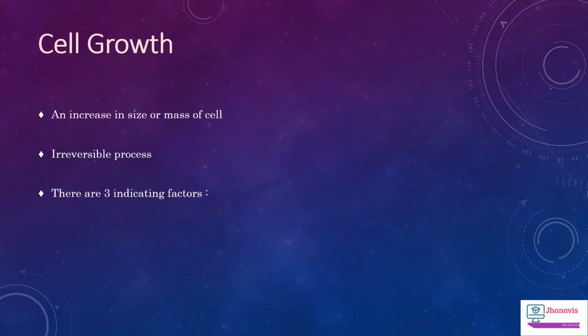There are 3 types of factors affecting cell growth. They are auxiliary growth, multiplicative growth and acceleratory growth.